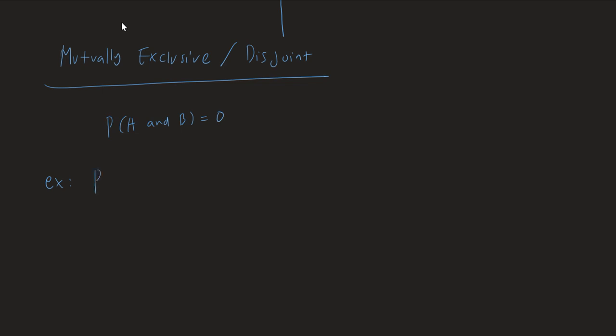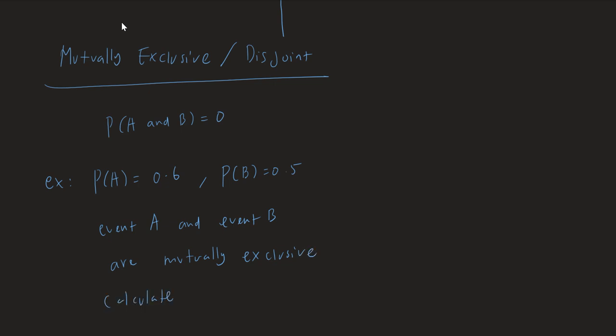For example, probability of A is 0.6, probability of B is 0.5, event A and event B are mutually exclusive. Calculate probability of A and B. So the answer is 0.